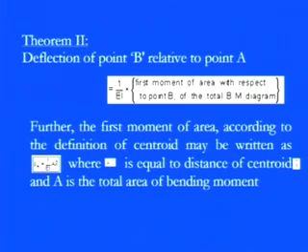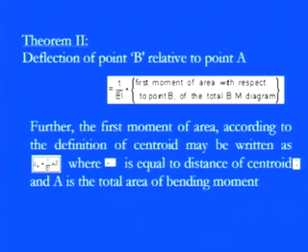So the second theorem says that if you want to calculate the deflection for any point, you can simply go within those limits and keep those values there. So we have 1 by EI times the first moment of area with respect to point B of the total bending moment diagram.